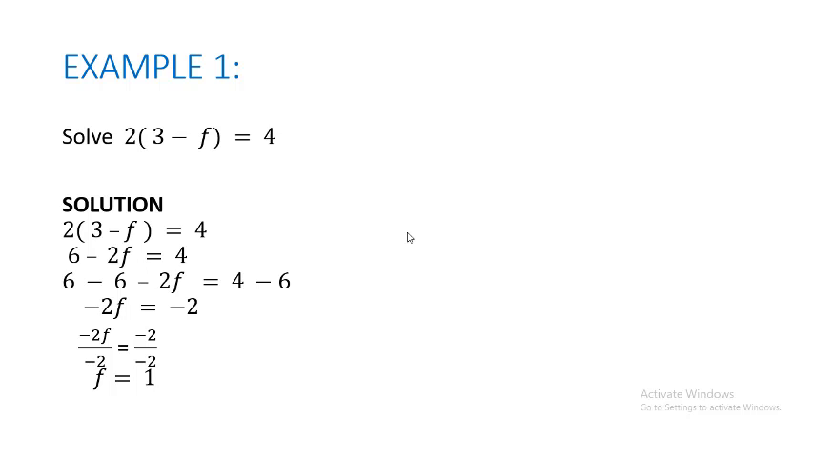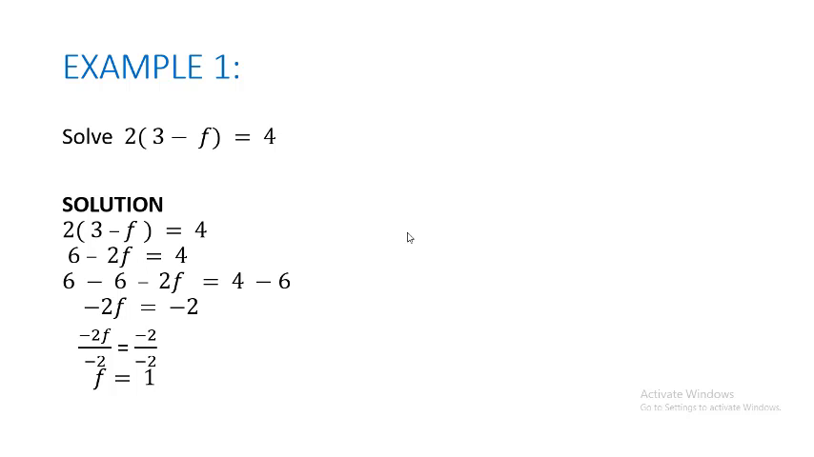2 times 3 is 6. Then we are going to write 6 down here. And 2 times negative f, the answer is negative 2f. That's it. So we are done with the bracket. So 6 minus 2f is equal to 4. Now we can work out this equation in a simple way.